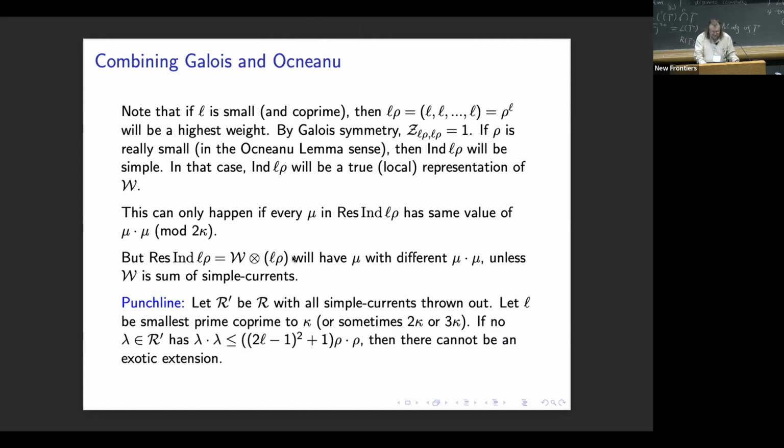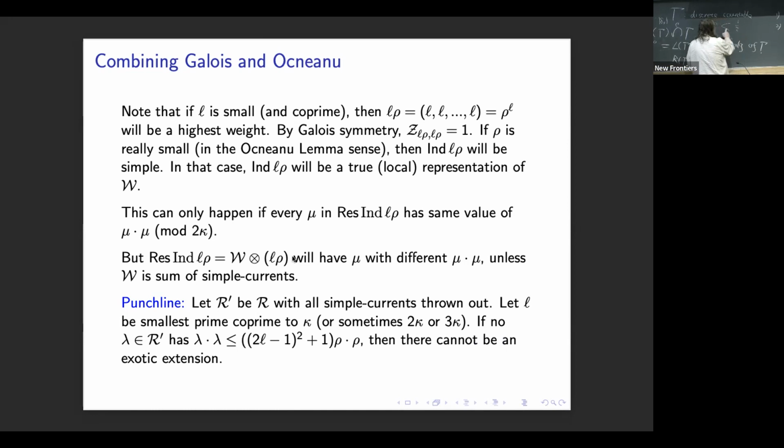So I'm definitely over my time. Sorry about this. So the punchline is there's an inequality. I wrote it down in too strong of a form, but it's a neat enough inequality that I'll just write it down very quickly. So if you can find the smallest prime which is coprime to the level, or in half the time it's 2 times the level, or for G2 it's 3 times the level. This is the shifted level by the Coxeter number.